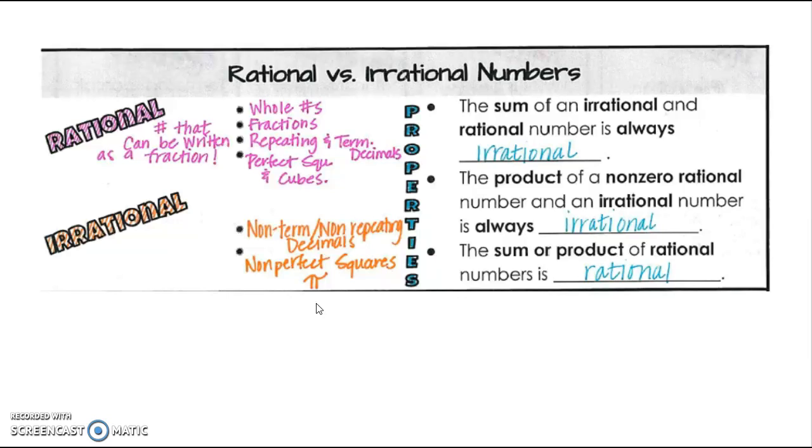We talked about closure in this class, so the sum of an irrational and rational number is always irrational. So when you mix and match them, when you are adding, you're going to get an irrational answer. Then right here, the product, so when I multiply any rational number that isn't 0 with an irrational number, again, I'm mixing and matching. When I multiply them, I'm going to get an irrational answer. However, if I add or multiply two rational numbers together, I get a rational answer.